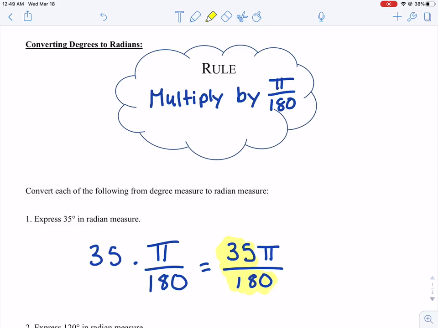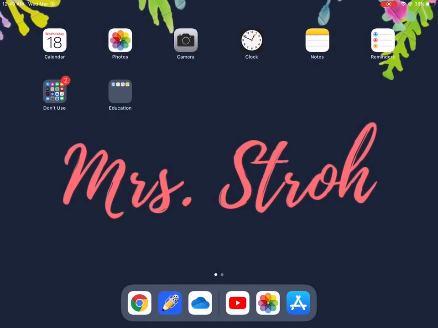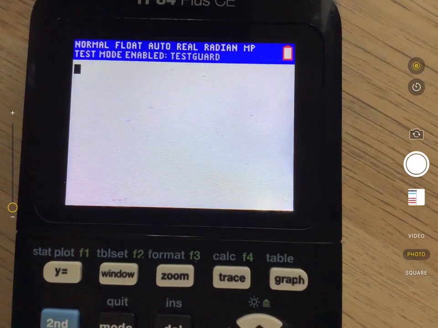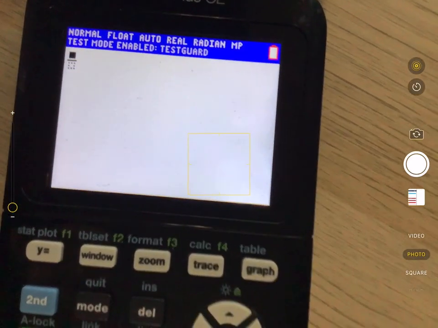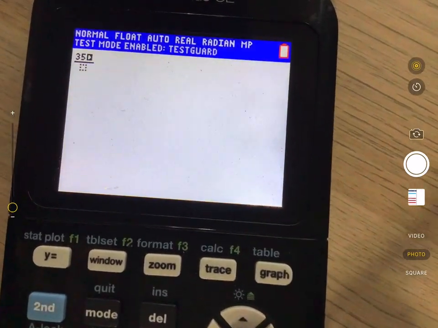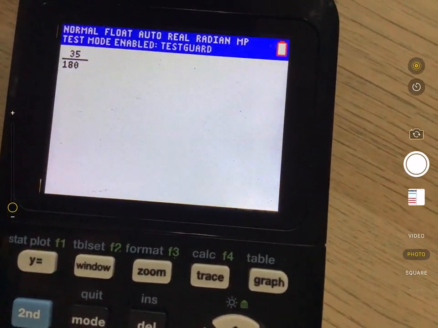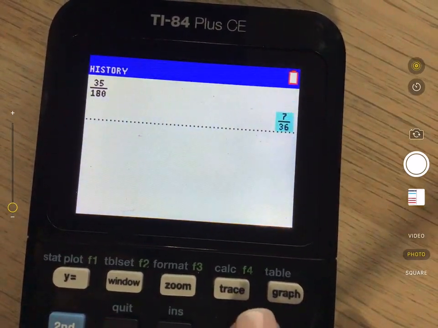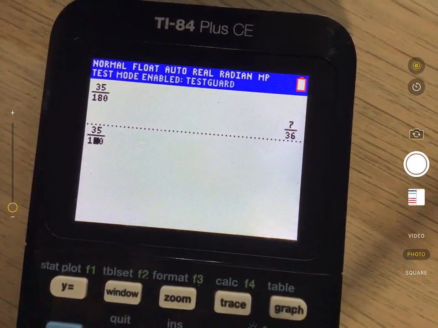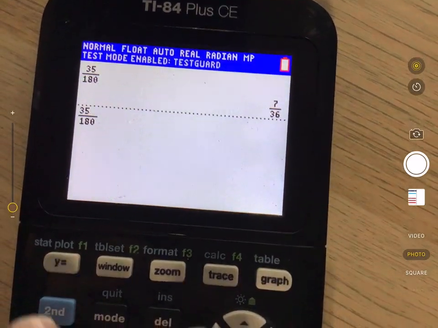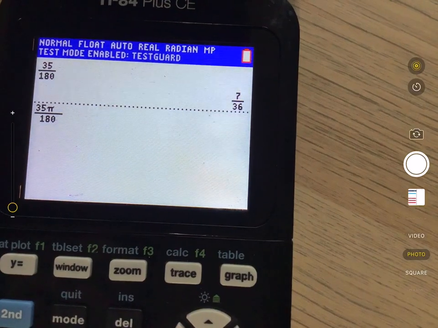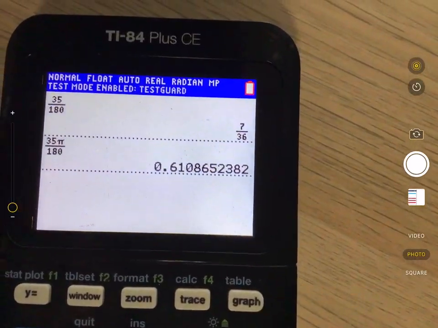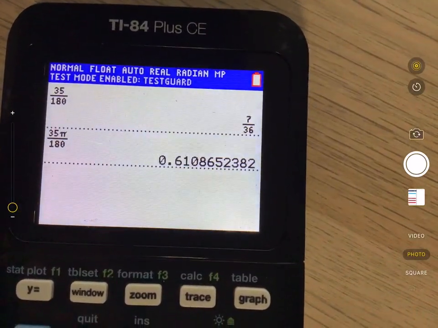So I'm going to show you on my calculator how I like to do that. Let me just get to my camera. So I am doing 35 over 180. I like to go to alpha y equals, and I'm going to just type in that fraction. Do not put the pi over 180. I'm going to show you what happens if you do put the pi. If you put the pi in here, pi is an irrational constant, 3.14, so on, so on, so on. So if I put this into my calculator, I'm going to get that irrational number. I do not want that number.